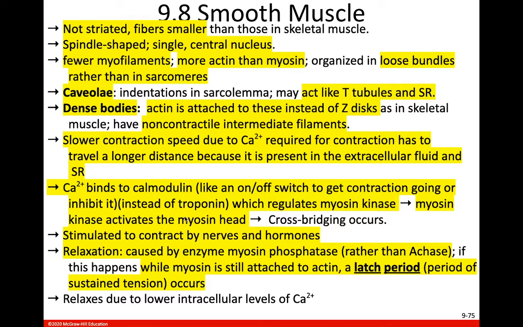And then this myosin kinase will produce the ATP that will then activate the myosin head. So the myosin kinase is in effect going to activate the myosin head. And once the myosin head is activated, it will bind to the actin, cross-bridging will begin, and sliding will happen, and the muscle cell will get shorter. The smooth muscle cell will get shorter. So again, a little bit different method by which the muscle contracts.